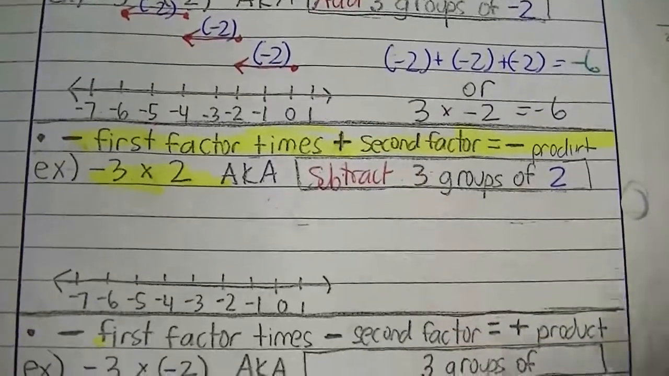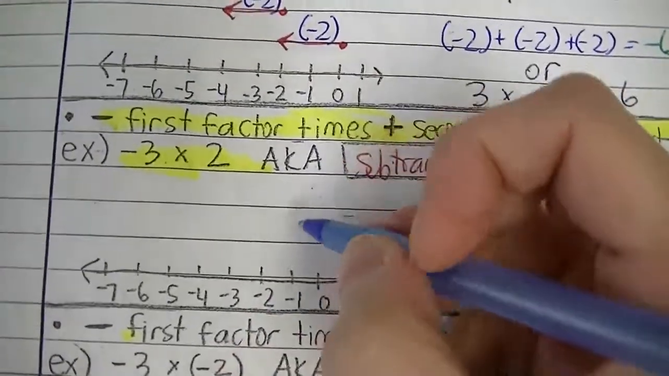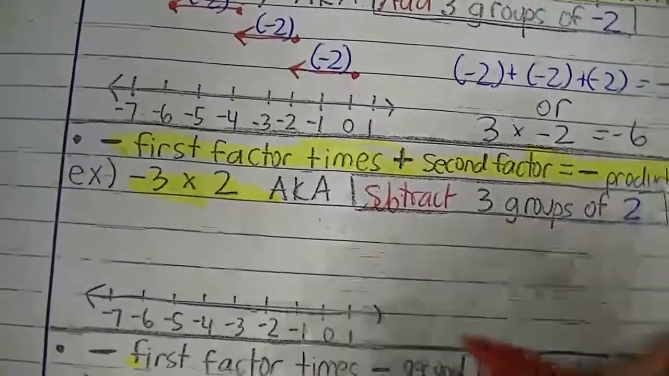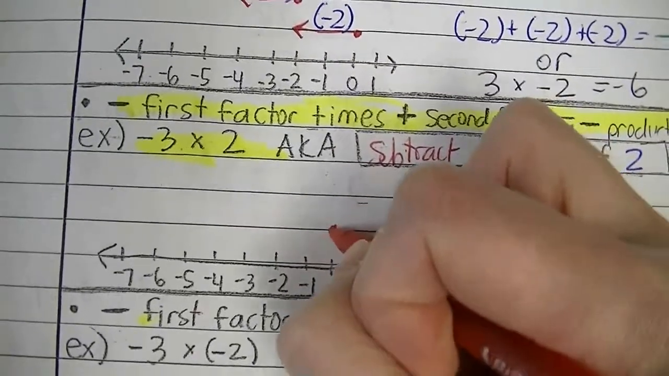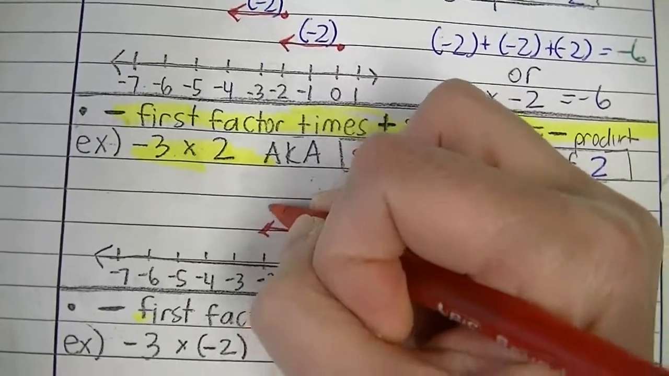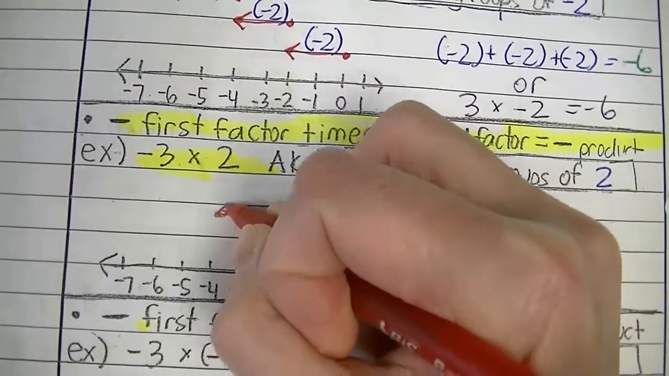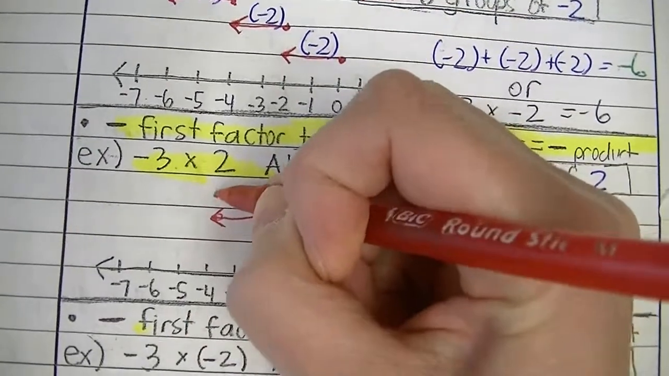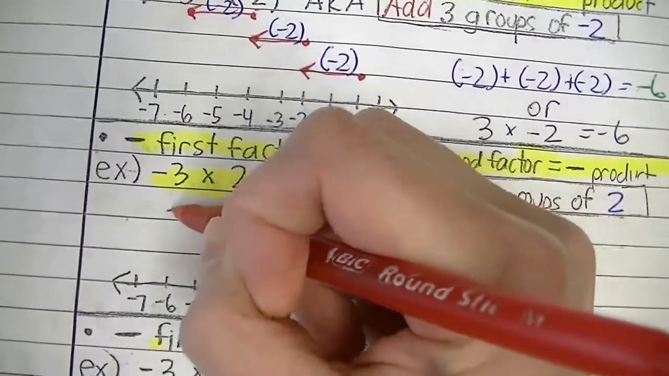Okay, so when you're subtracting, when you're minusing, you're going to go to the left. So here is a group of 2. Here is the second group of 2. And here is the third group of 2 that we are subtracting.